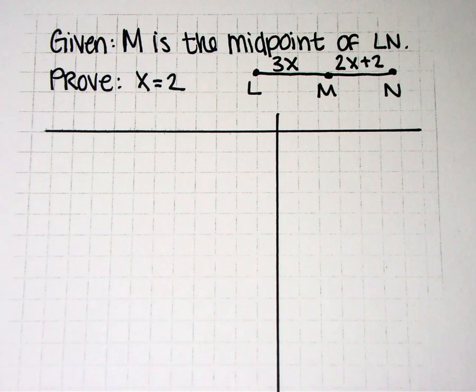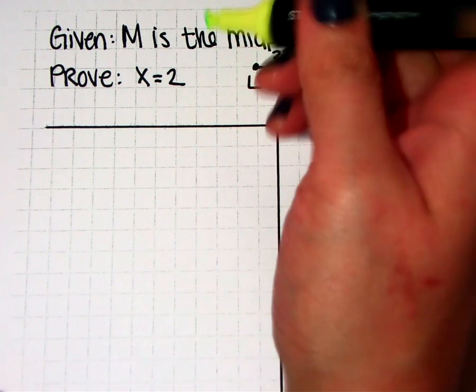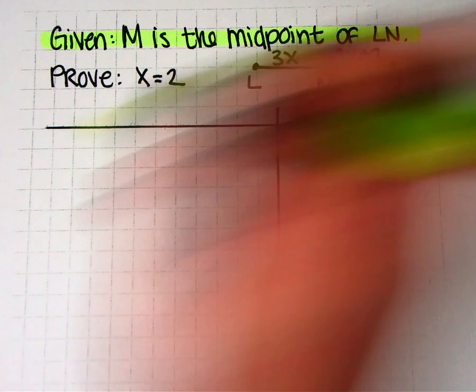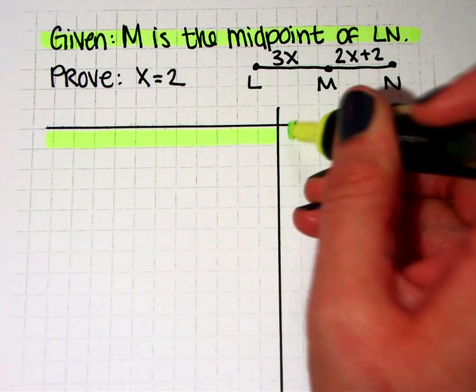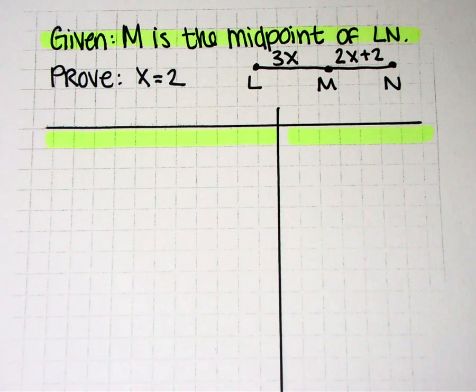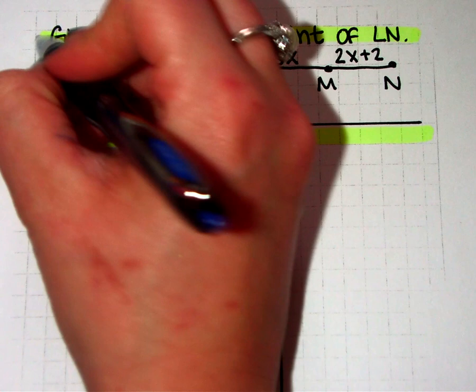Let's go ahead and do one more, and this one involves midpoint. Now, midpoint, remember, is a little bit trickier because you have to use that definition of congruency. So it says, given M is the midpoint of LN, prove X equals 2. Again, math is not going to change. The given is still written first, even if it's a bunch of words. Doesn't matter. The given is the given. You have to write it the way you see it.